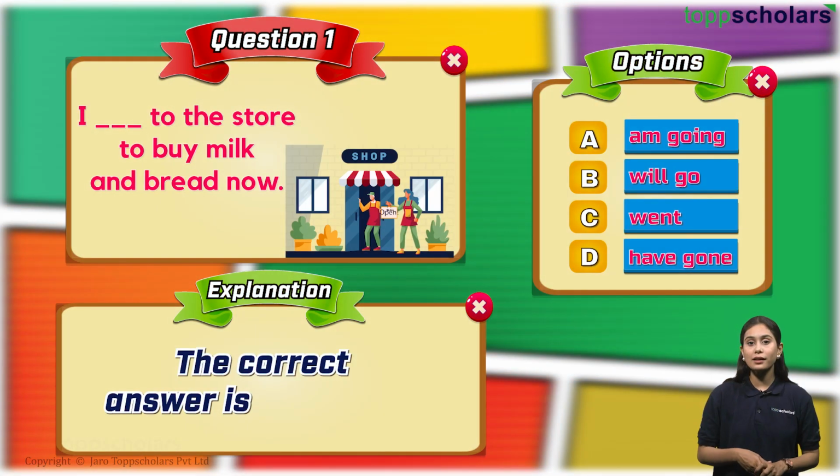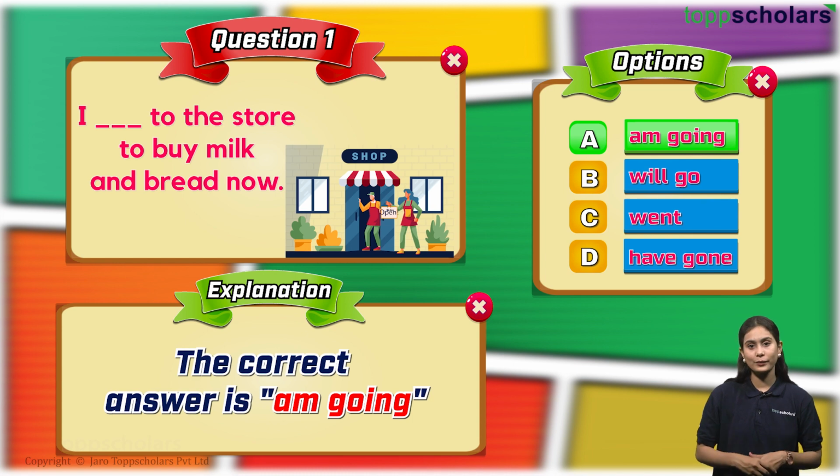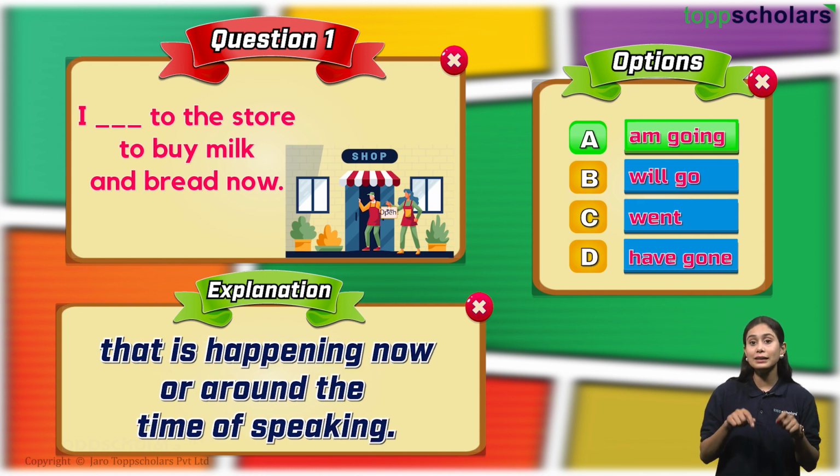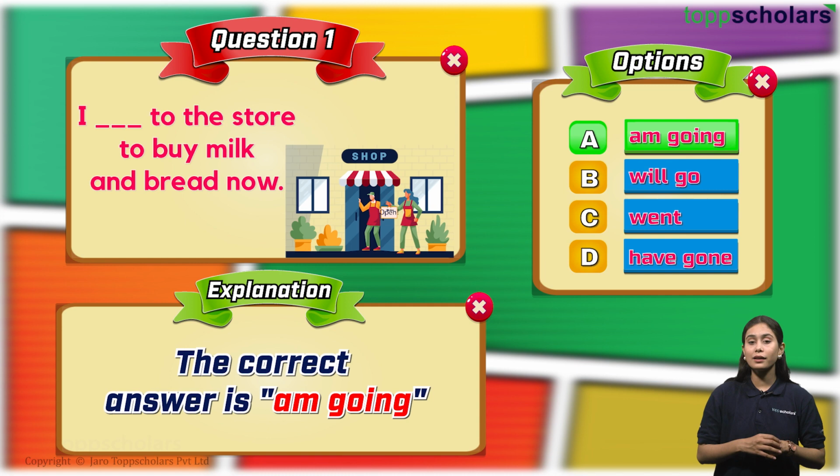The correct answer is am going. The verb am going here is used to describe an action that is happening now or around the time of speaking. The correct answer is therefore am going.